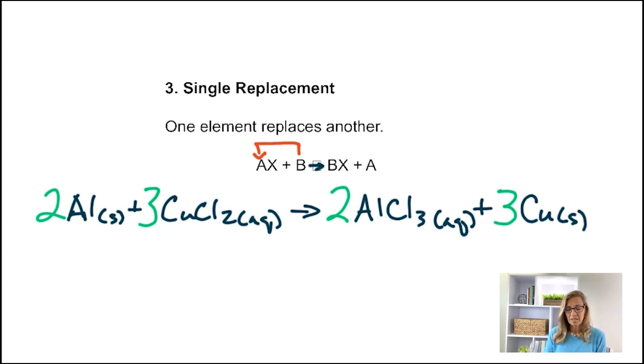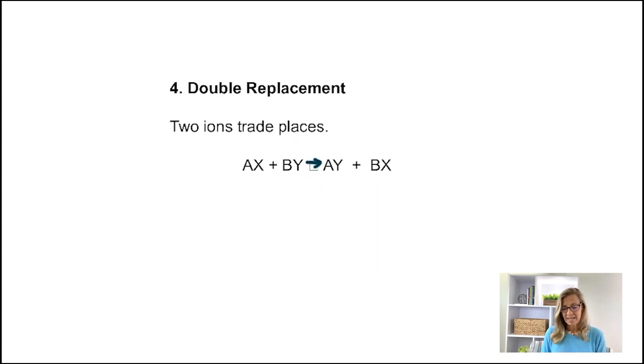Okay, so single replacement is one element replaces another. So here in this case, the aluminum came in and replaced the copper, and the copper precipitated out. What's better than single replacement? You guessed it, it's double replacement. And this is when 2 ions are going to trade places.